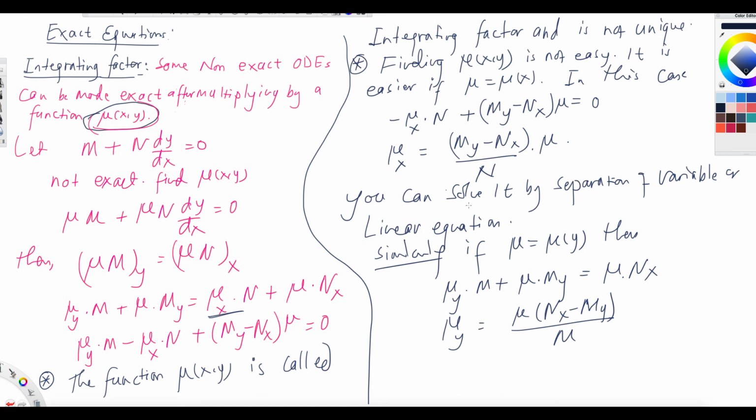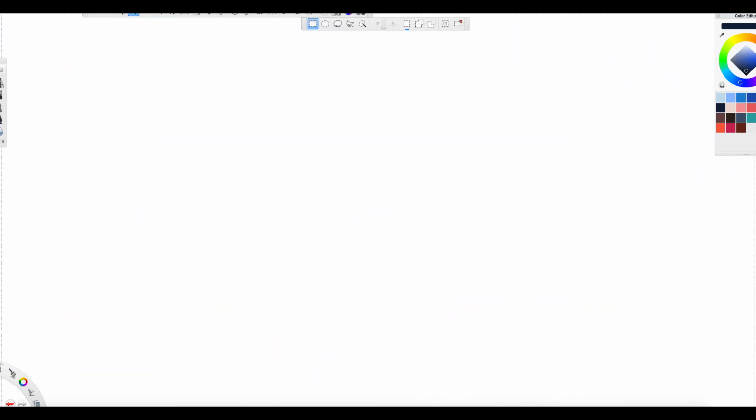All right. And if mu is a function of both x and y, it is harder to find out, but most of the problems we practice are either mu is a function of x only or mu is a function of y only. So next, let us see some examples of how we use an integrating factor to make a non-exact equation an exact equation. Okay, guys. So let us do the first example.